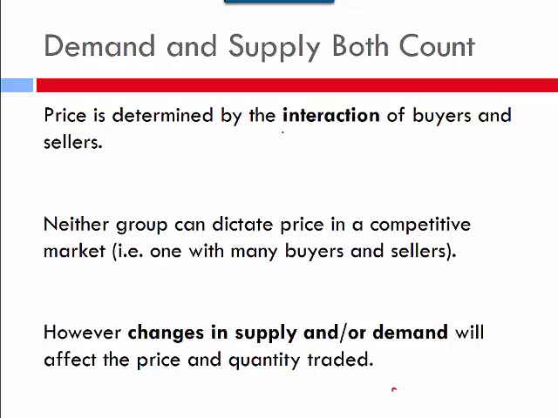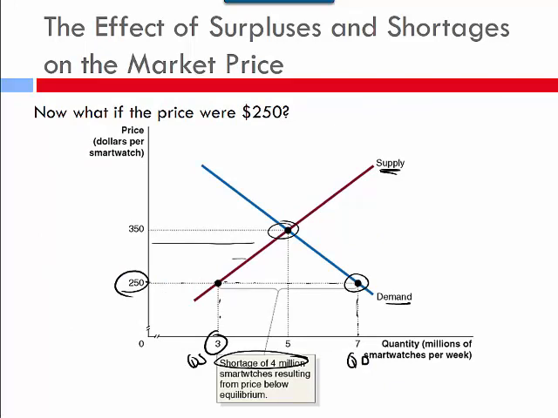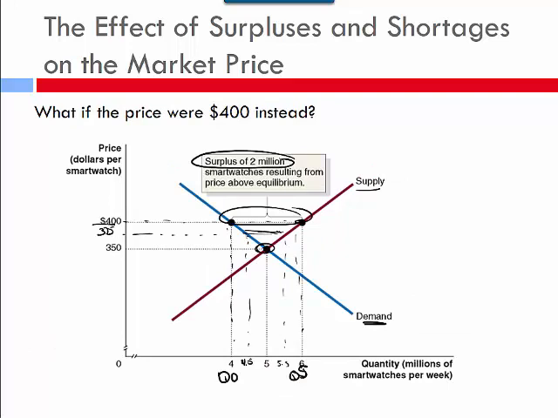Price is determined by the interaction of the buyers and the sellers, and as long as there's competition in the market, which our market has, neither group can dictate. So if we go back to this one and people say, I won't pay $250, well, the firms are not going to supply that many because they can't make a profit at that. And the same thing over here, if they say, I'm just charging $400 and I'm not going to sell for any less than that, then they're not going to sell as many, because they would rather sell 5 million at $350 than 4 million at $400.